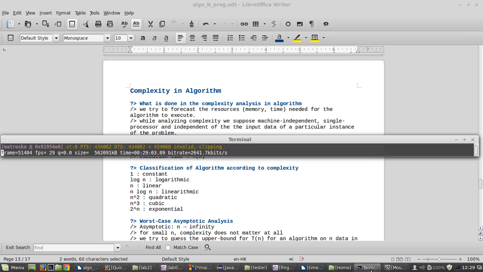So this was all about complexity and some concepts about connectivity. That was it about the complexity in the algorithm.